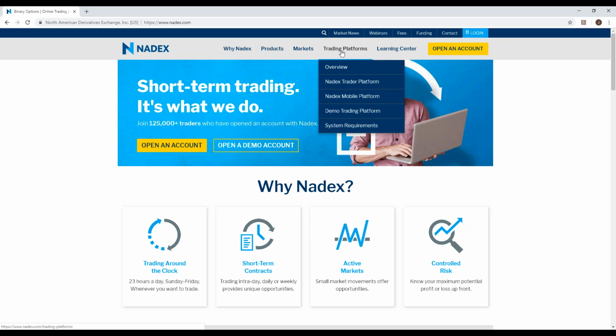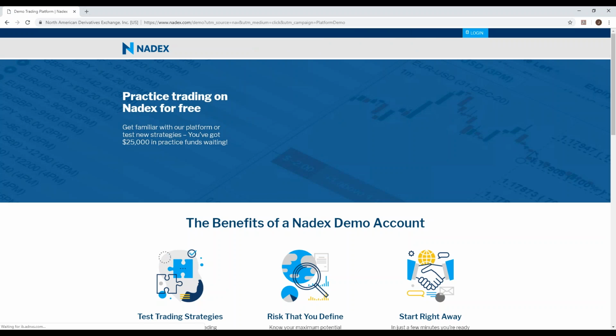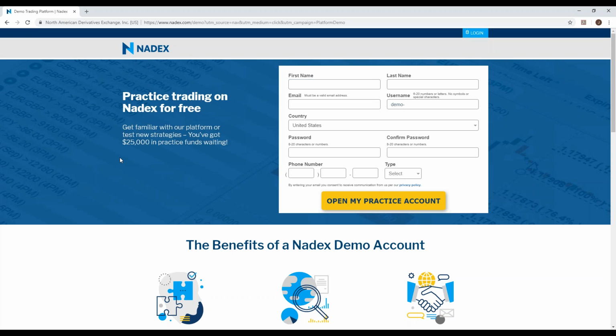You can go directly to the online platform. You've got some mobile options as well. Right here, demo trading platform. Nadex will give you a free $25,000 demo account. If you don't have one of these already, make sure to hop on and get one right away. It's a great tool. It's free to use. There's no reason not to have it.